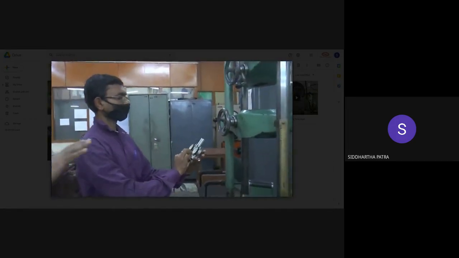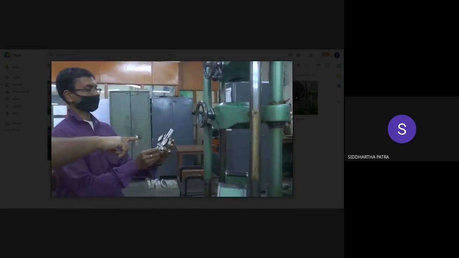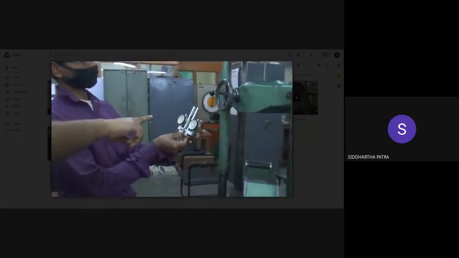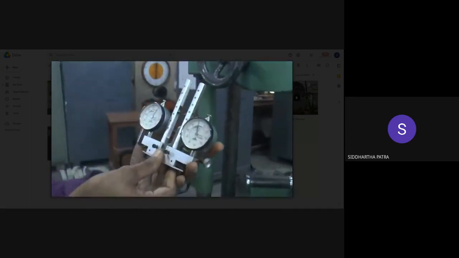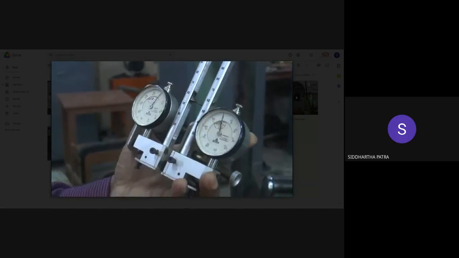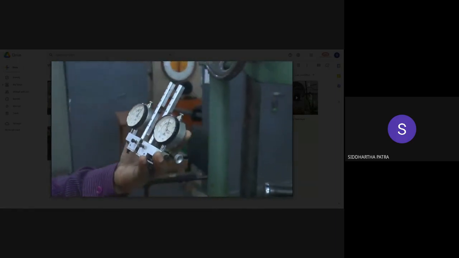So right now what we just did was we adjusted the current reading of the extensometer to 0 for both the dials. So we get the measurement from 0 itself. Otherwise we would have to subtract. Now the extensometer will be attached to the specimen.